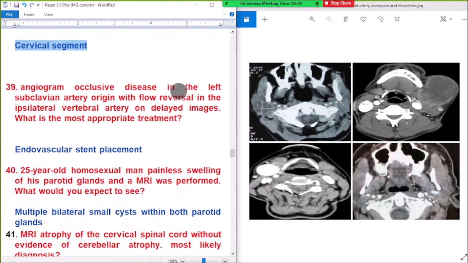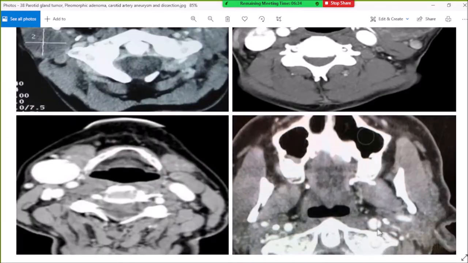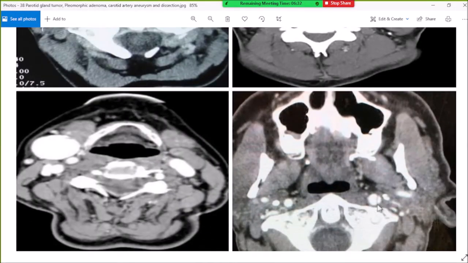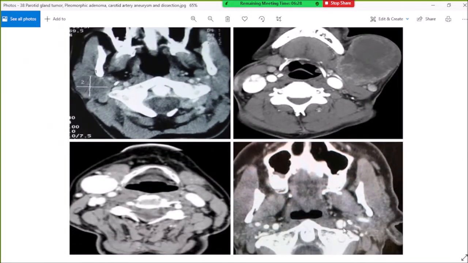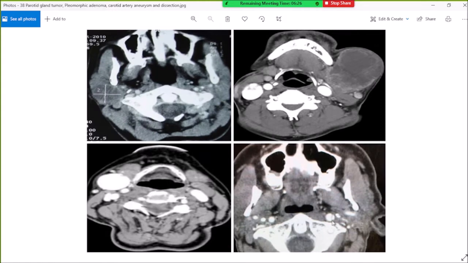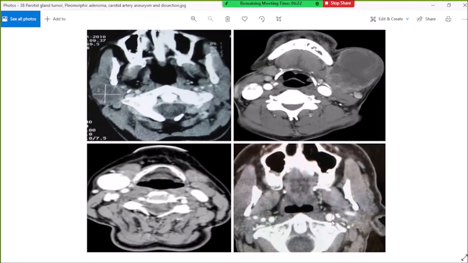Question number 39. Angiogram shows occlusive disease in the left subclavian artery origin. Okay, again, this is a carotid artery dissection, cervical segment involved. This is carotid artery aneurysm. This is parotid gland tumor, and this is pleomorphic adenoma.